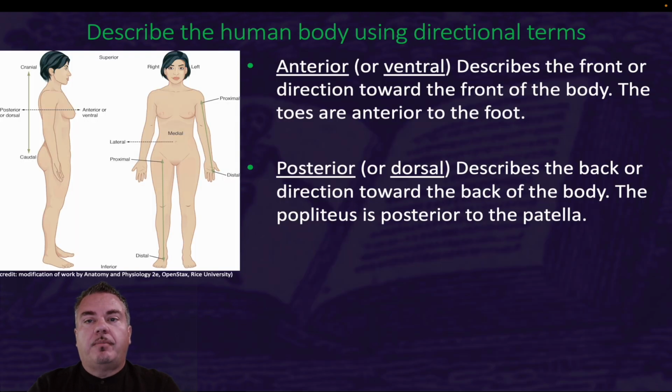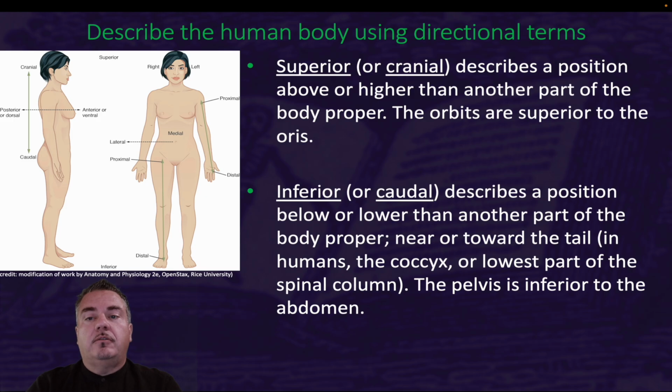We also need to be able to describe the body using directional terms. So to begin, anterior or ventral describes the front or direction towards the front of the body. For example, the toes are anterior to the foot. Posterior or dorsal describes the back or direction towards the back of the body. Superior or cranial describes a position above or higher than another part on the body proper. For example, the cranium or skull is superior to the neck. Inferior or caudal describes a position below or lower than another part of the body proper. For example, the neck is inferior to the cranium.